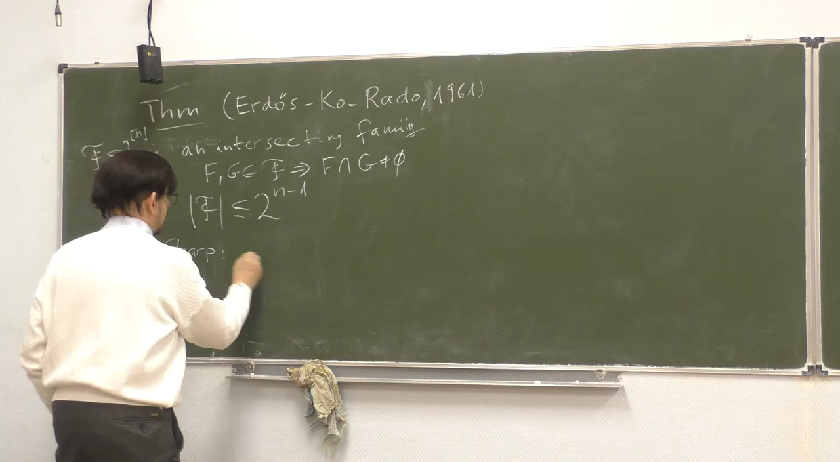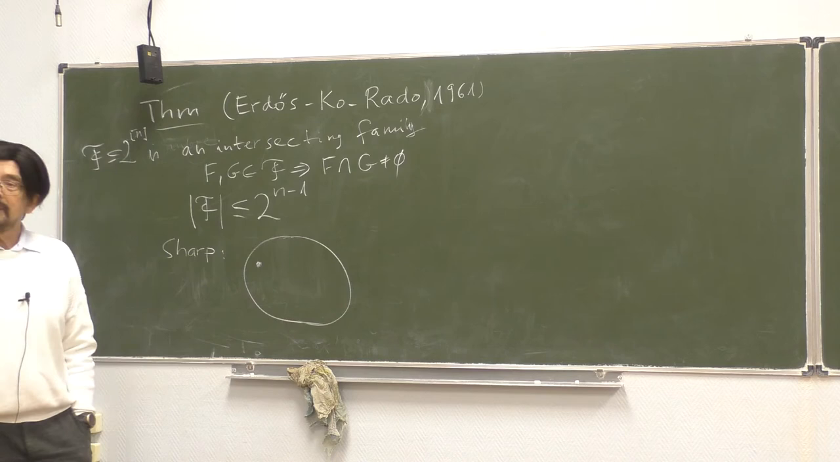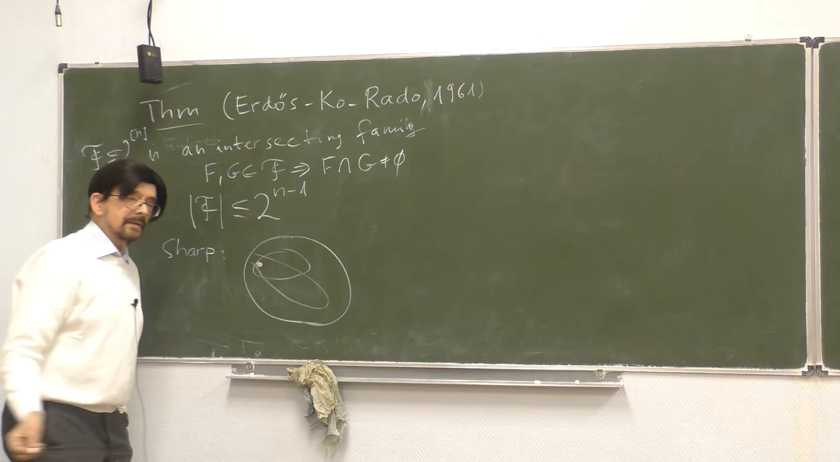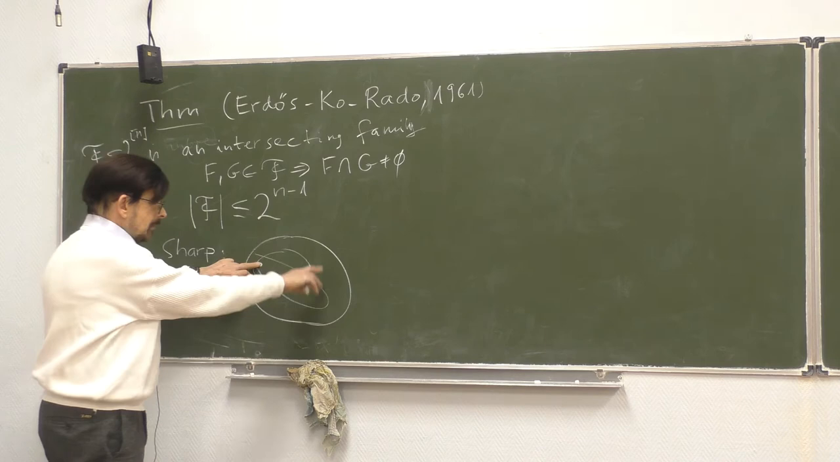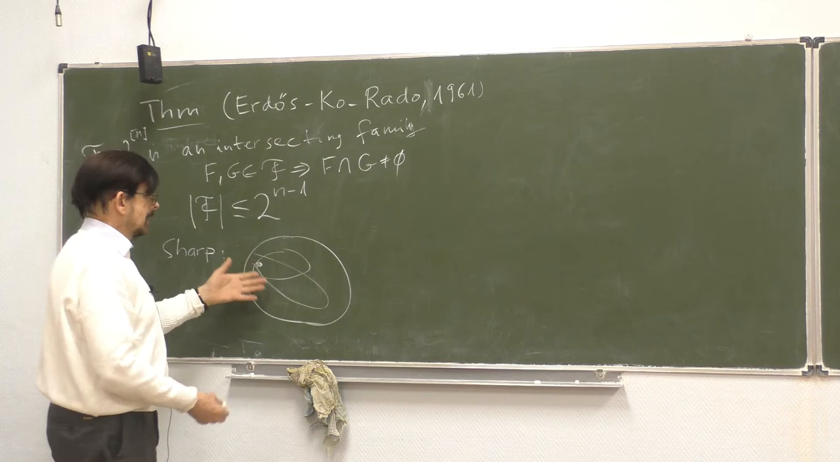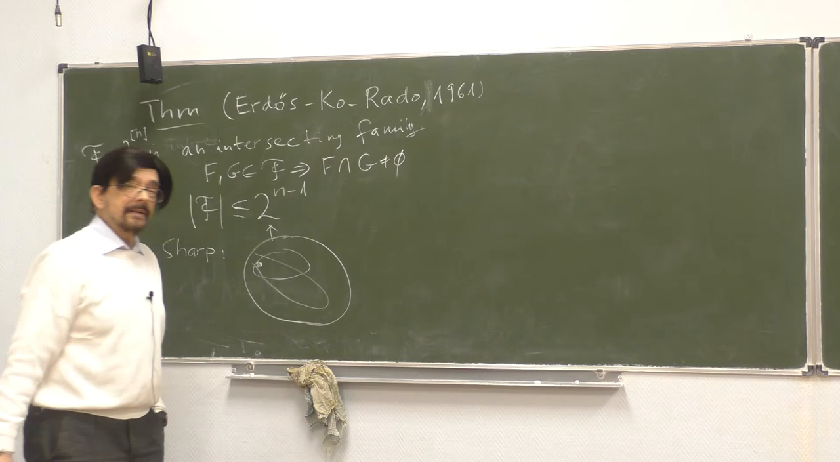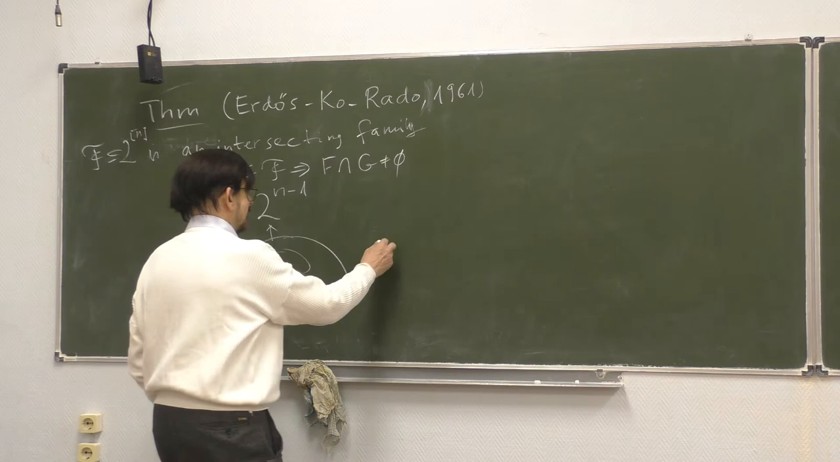If you fix one point and take all subsets containing this point, then it is the same as taking all subsets of an n minus one element set. So the number of sets in this family is 2 to the n minus 1. But there is another important construction.